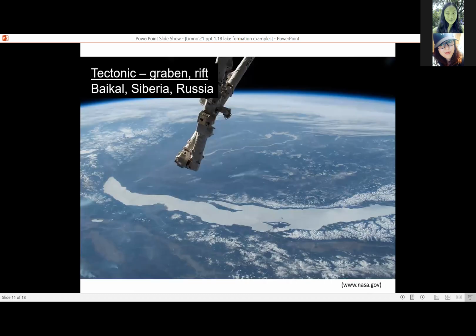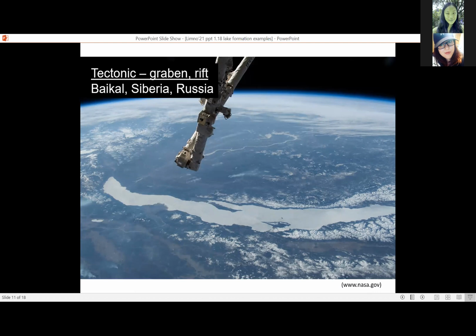Let's see, what were our other ones? Tectonic, volcanic, and human. Okay, so here we have Lake Baikal seen from the space station. This is a NASA picture. Here's Lake Baikal. I don't know if you can tell, this thing's really big. And like I said, it's like 2 kilometers deep, like a kilometer of water and a kilometer of sediment, because it's a couple of million years old.